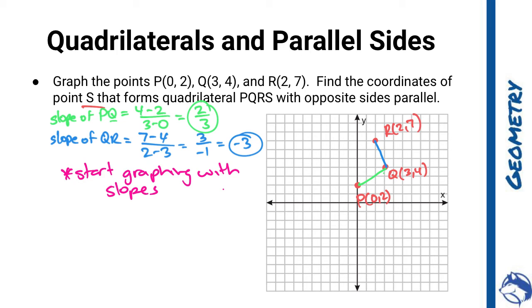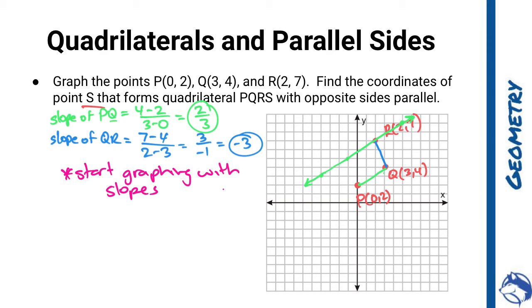So I'm going to use this very same slope. I could go up 2 to the right 3. That's got to be a point on this line. Or I could go down 2 to the left 3. Oops, sorry, there was only 2. So down 2 to the left 3. And what I'm going to do is draw that line. So I know that the point has to occur on that line somewhere.